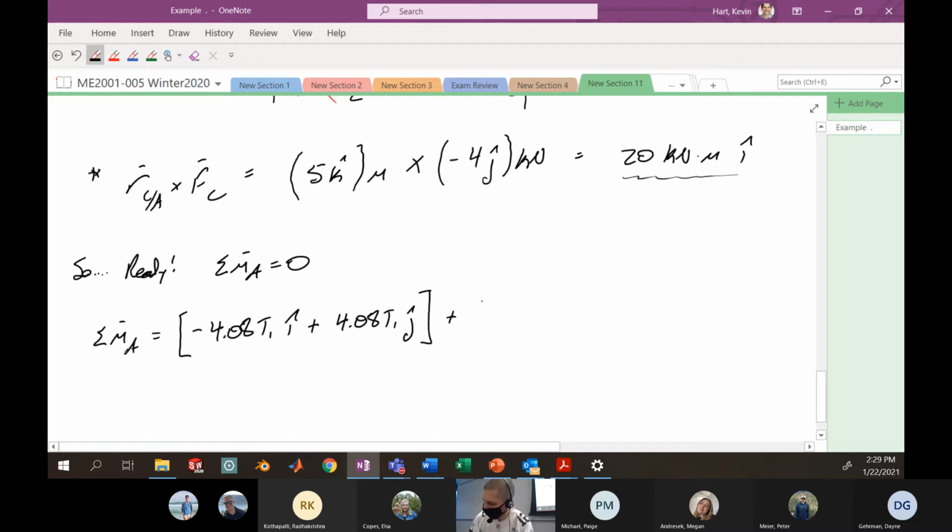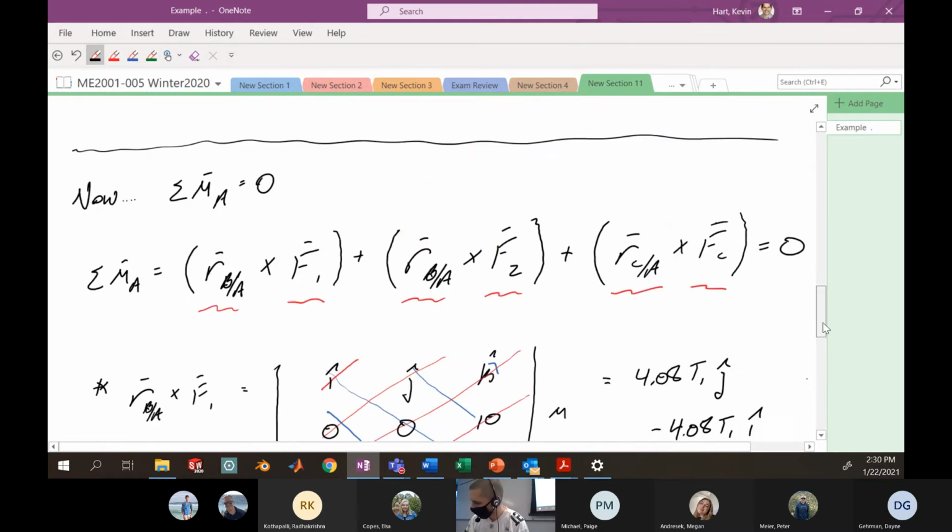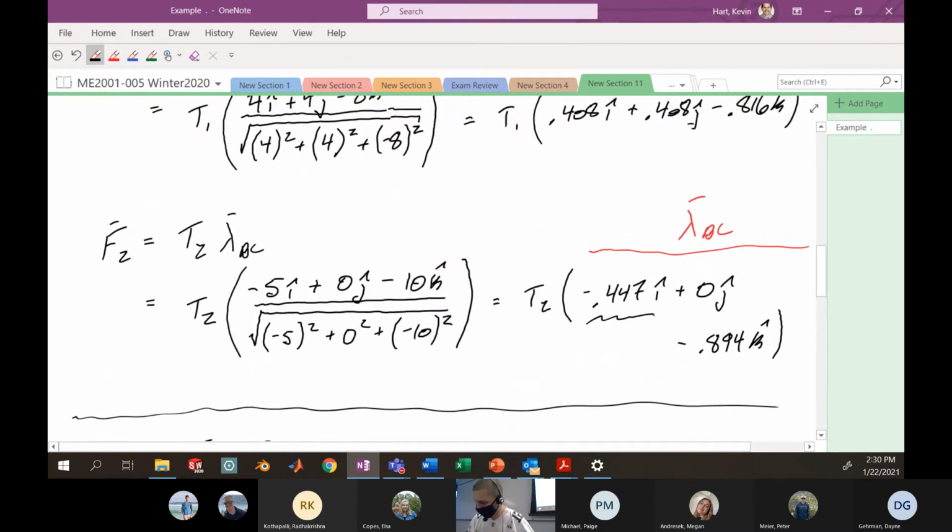Okay. Adding to that, the contribution from force number 2, which we had before, is negative 4.47 T2 in the J. Okay. So that is coming from here. Did I get that right? Sorry, I think I copied over wrong. This should not be 4.97, it should be 4.47. Sorry about that. That's just a hard to read my own writing issue. So it's 4.47 here.